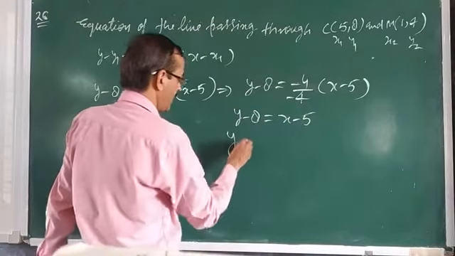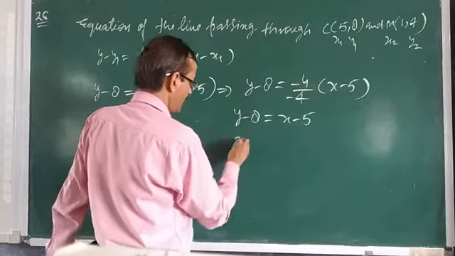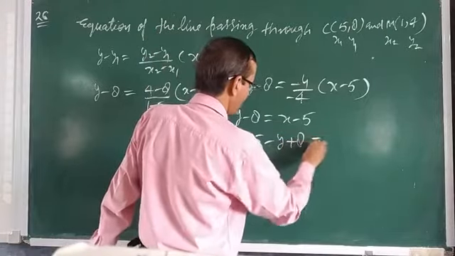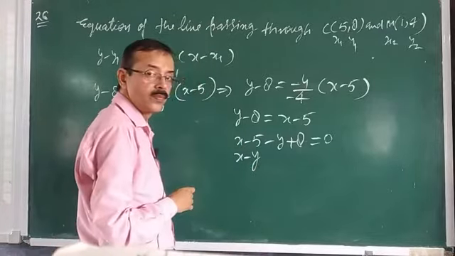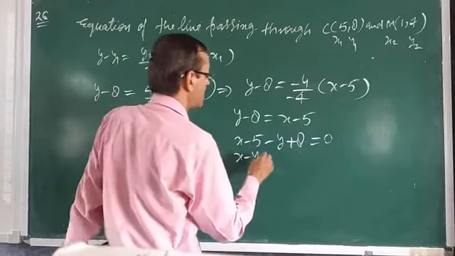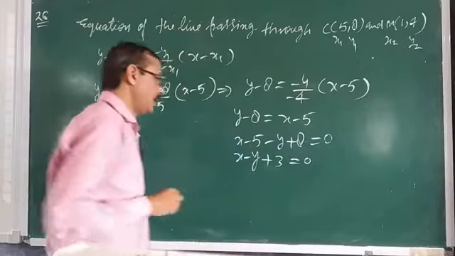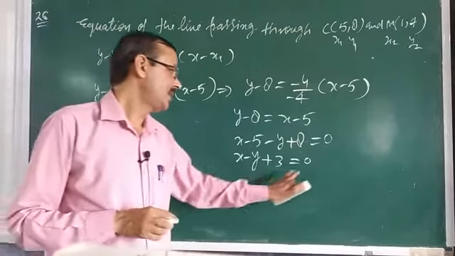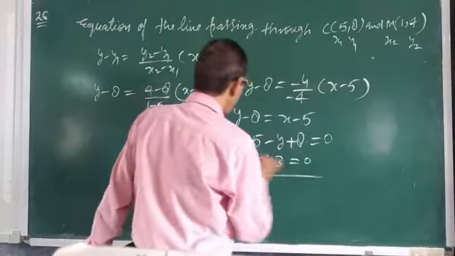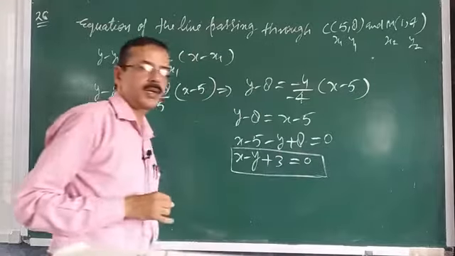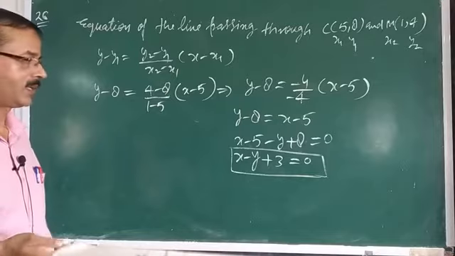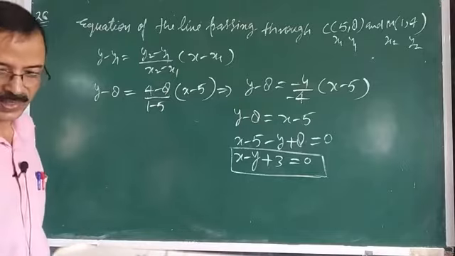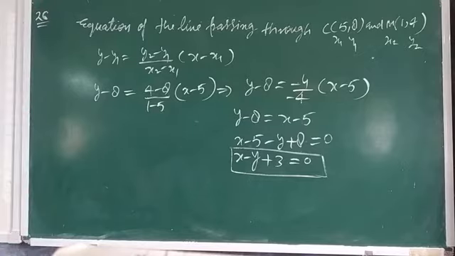Transpose this, y or this transpose. So x minus 5 minus y plus 8 is equal to 0. So x minus y minus 5 plus 8. How much? Yes, that is 3. X minus y plus 3 is equal to 0. This is the required equation of the line which is passing through the 2 points C and M. How was the question? Student, I think you are feeling very relaxed with mathematics. Really, mathematics is a very easy subject.